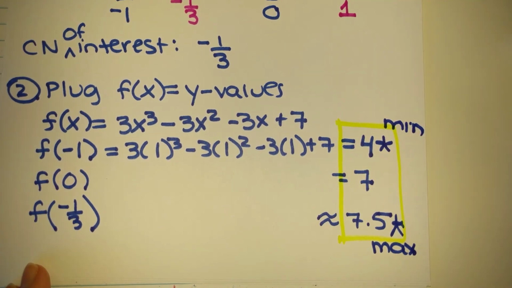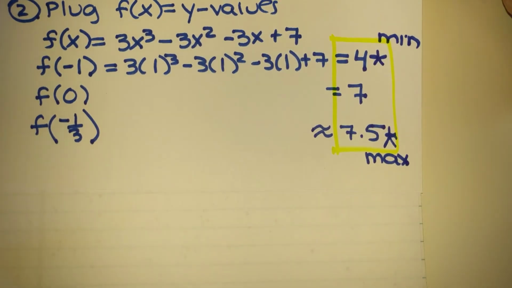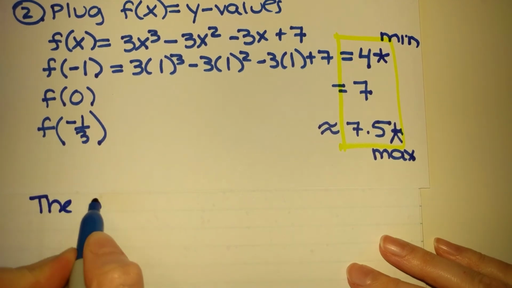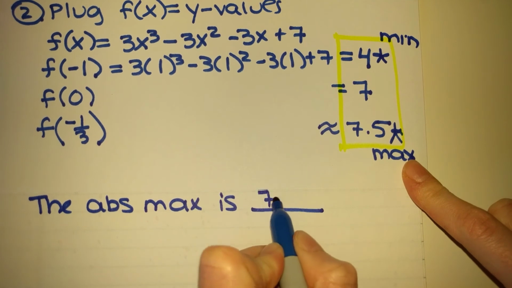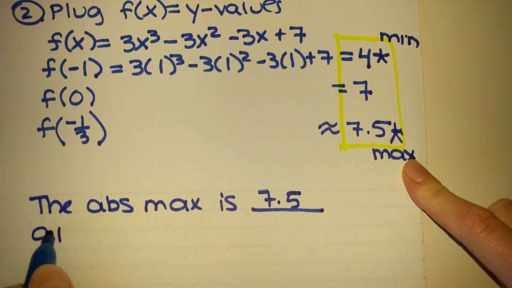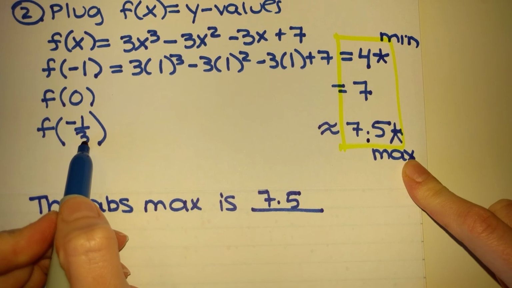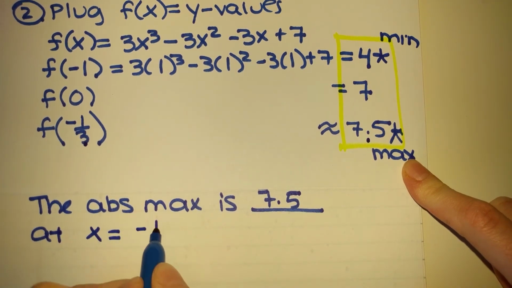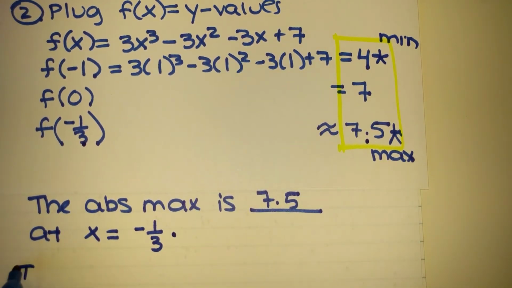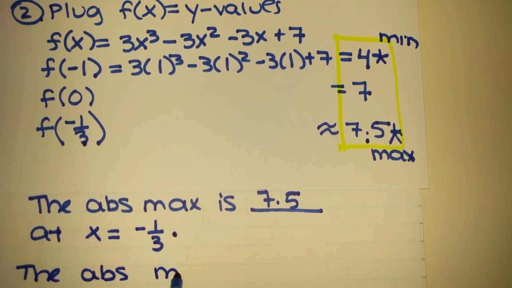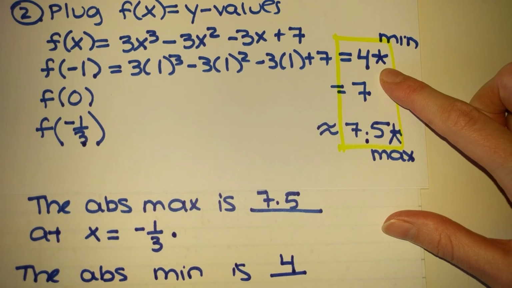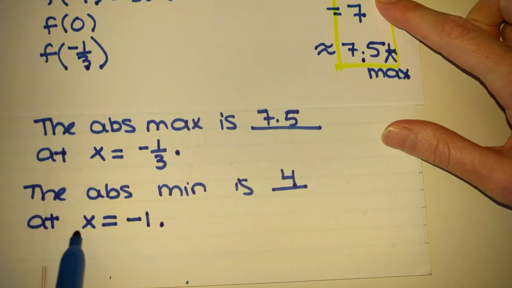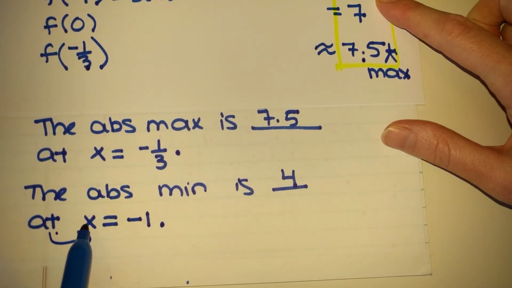Now, to write up our answer, it is important to understand that we will write down the absolute max is the y value of 7.5, and that happens at a corresponding x value of x is equal to -1/3. The absolute min is for the y value 4, and that happens at the x value of -1. So anytime you have an x value, that is always going to be right after the word at.